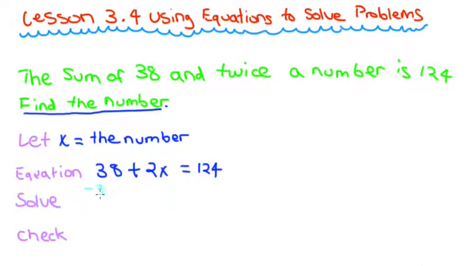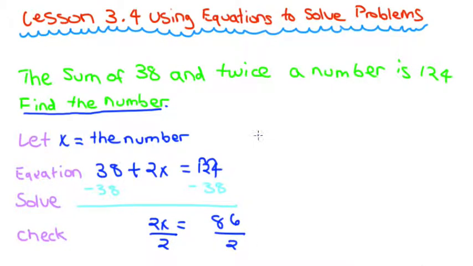So we'll subtract 38 from both sides, and we will get 2x is equal to 124 minus 38, which is 86. So 2x is equal to 86. So we will divide by 2, and we will get x is equal to 43.